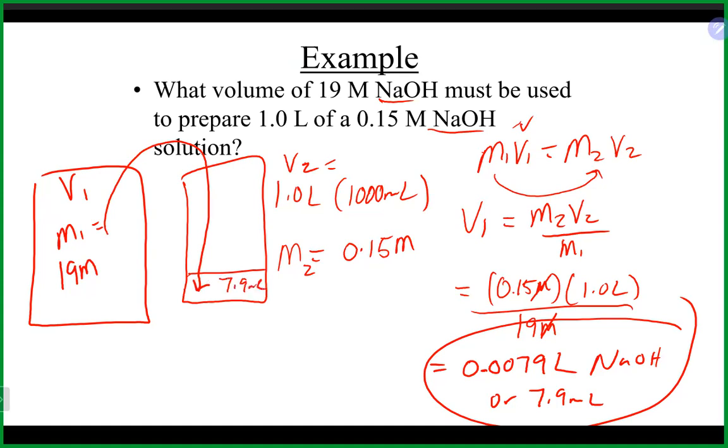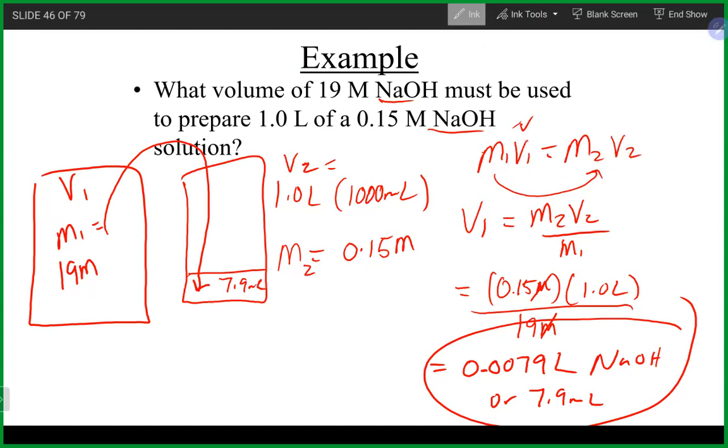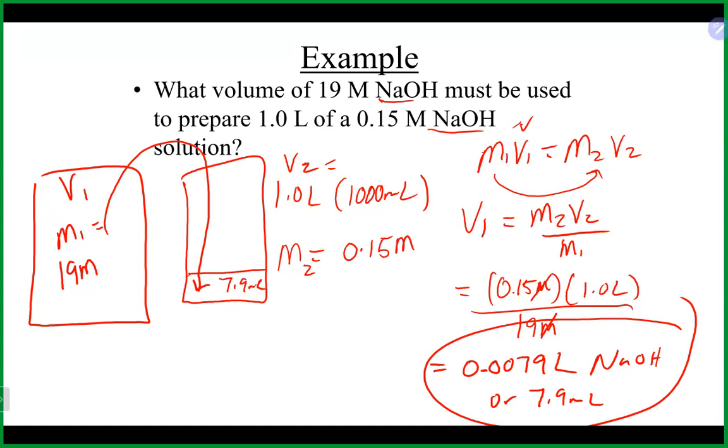That means that if I wanted to make my new solution here, should I put 1,000 milliliters of water in this case? I should not, right? Because then I'd have something like 1,007 milliliters of solution, which is too much. We want to end at 1,000 milliliters, or 1 liter in this case.